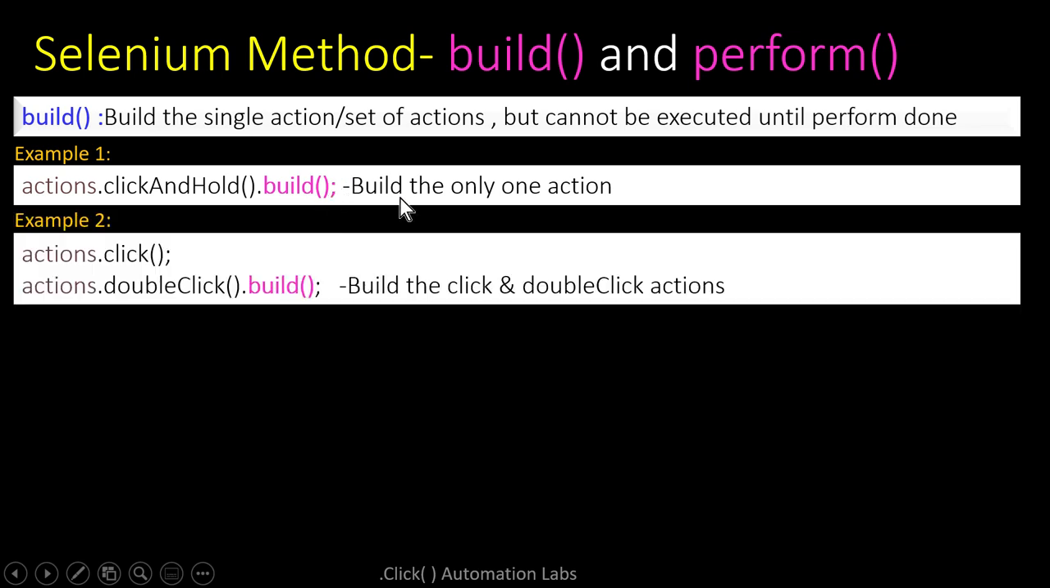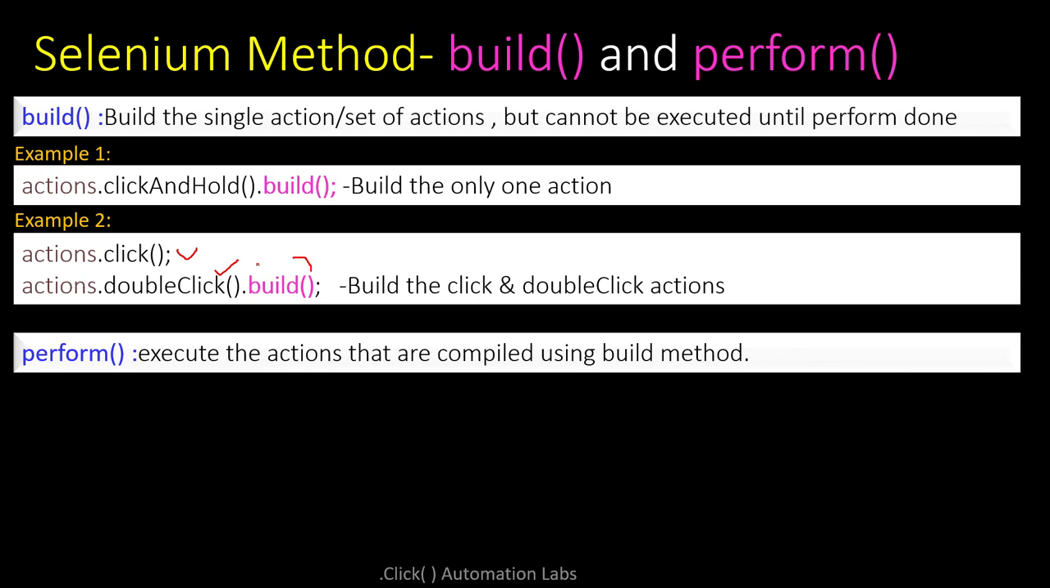Okay, example 2. So now you see actions.click, actions.doubleClick.build. So now we are building two actions. One is the click action and the second one is the double click action, and we are only building it, but not executing. Until you say perform, it won't be executed.